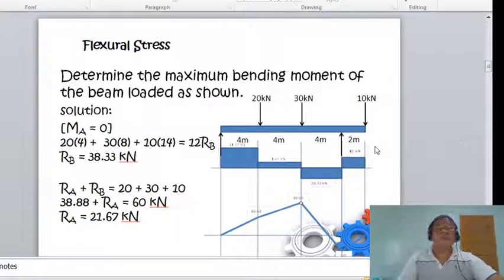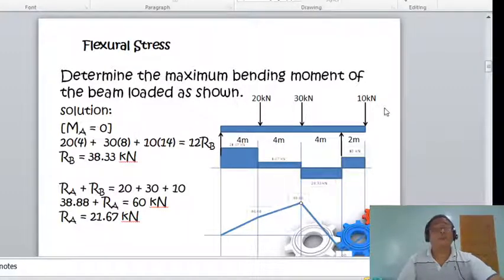Let us now consider an example. For flexural stress, determine the maximum bending moment of the beam loaded as shown. We have a load of 20 kilonewton at 4 meters from the support, 30 kilonewton at 8 meters, and 10 kilonewtons at the other end.